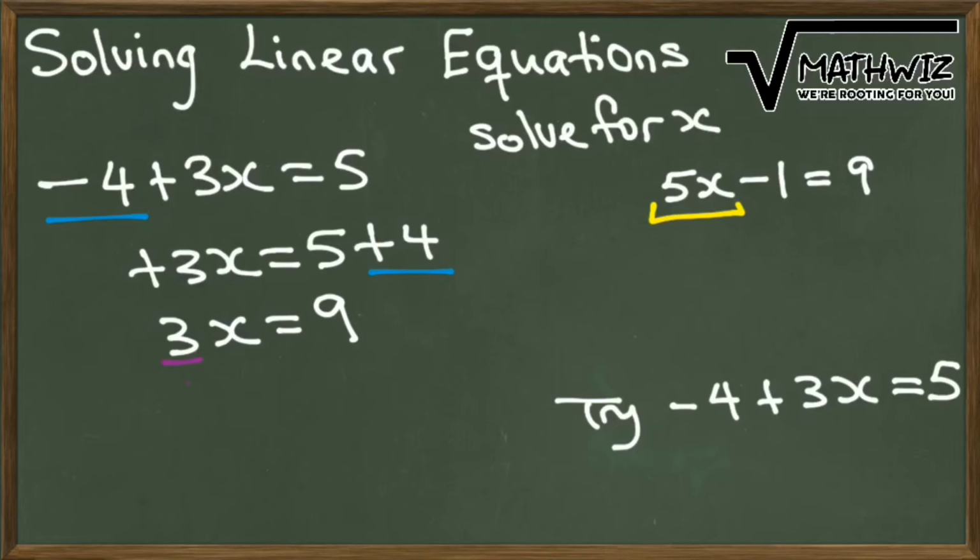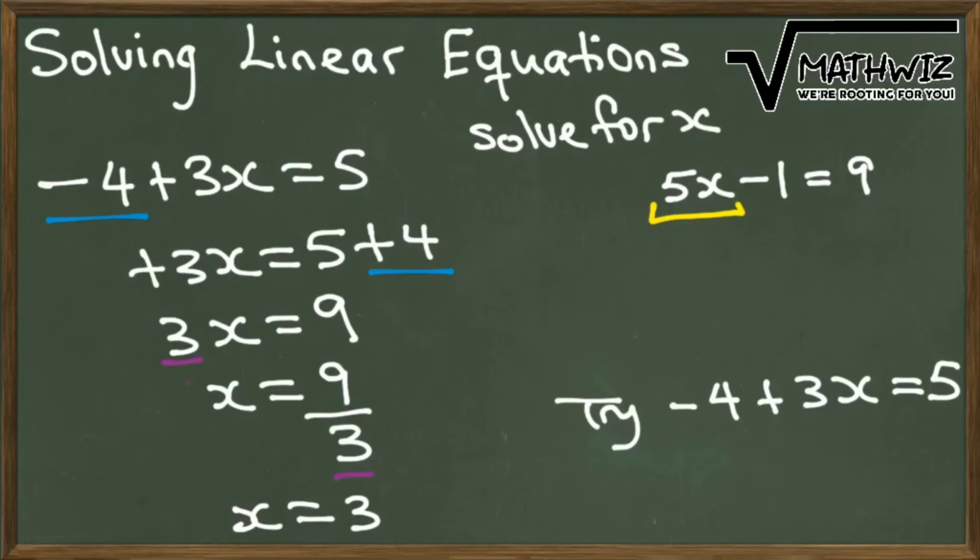The 3, which is multiplied, when you take it across, you will divide. And 9 divided by 3 is going to give you your answer of 3. So our second example was minus 3 plus 6x equal to 27.